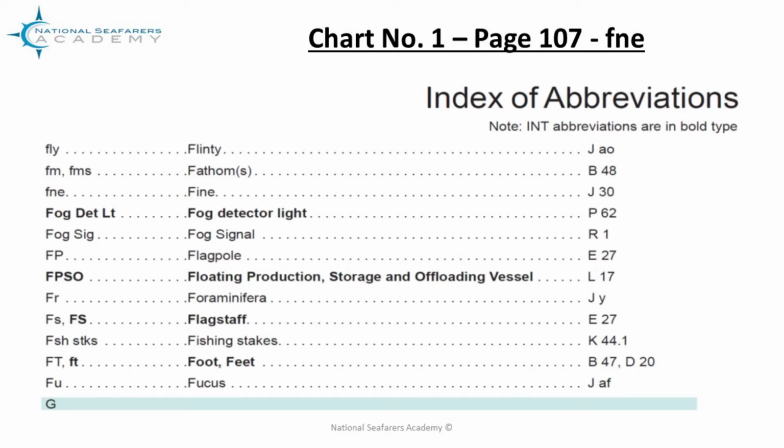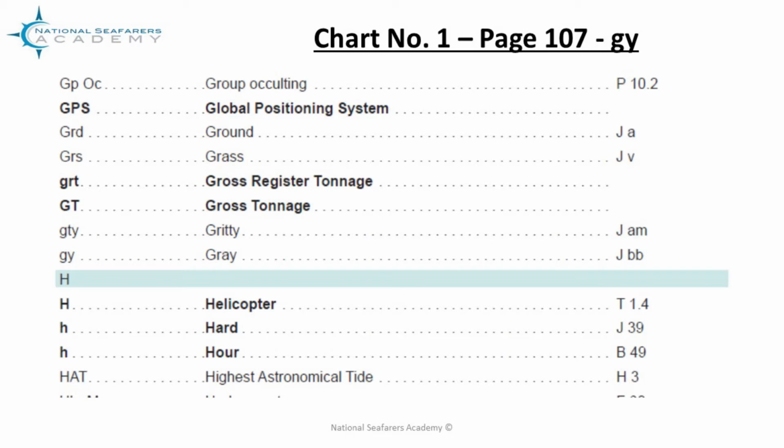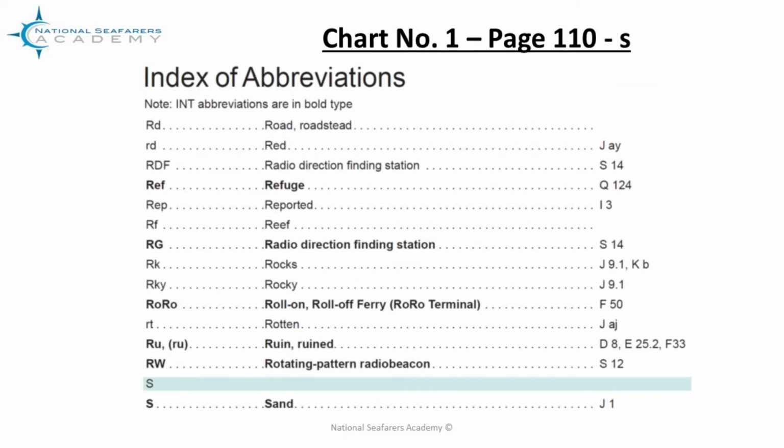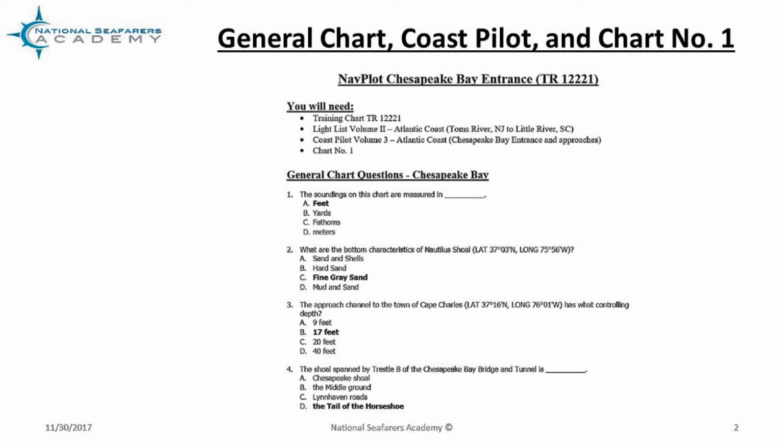Now there's a couple of places to find the information within chart 1. I'm going to go ahead and use the index of abbreviations. And again, on page 107, I go down to the third line and I see FNE, which stands for fine. Next thing we have to look up is GY, and again, still on page 107 within the same index, I can see that GY stands for gray. And the last thing I need to look up is the S, and you can see on page 110 that S stands for sand. So again, that would be fine gray sand, which was one of our choices. So we would go back to question 2, and we would go ahead and pick Charlie, fine gray sand.